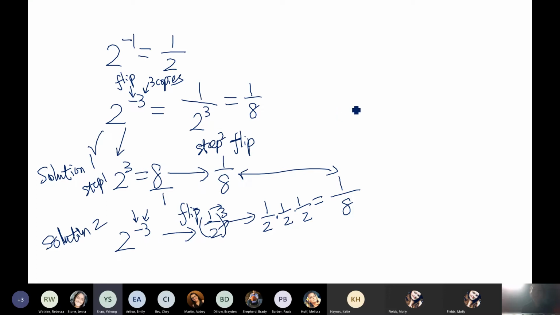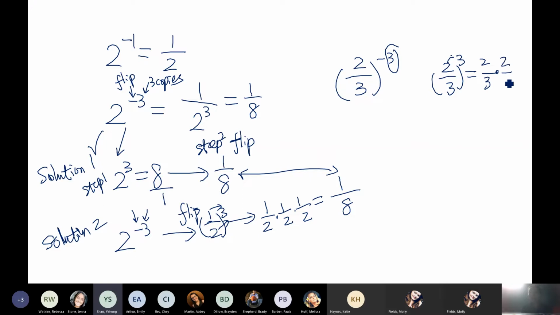But if they give you a fraction, I guess it doesn't make a difference. If I give you 2/3 raised to -3, it probably doesn't make a difference anymore. So I could do 3 copies first, which means I take 2/3 and do 3 copies. We can use the formula to do it, or you can use the definition. Either way, I'm going to use the definition here because we have to expand it anyway. All right, so 3 copies of 2/3. And I multiply straight across.